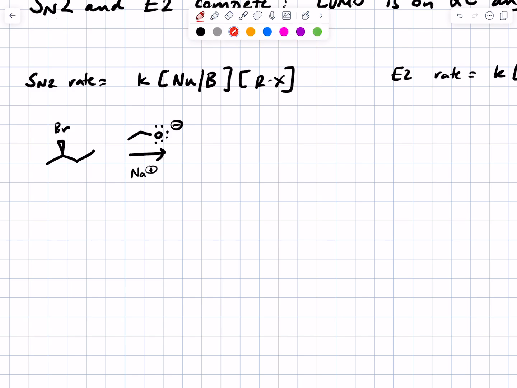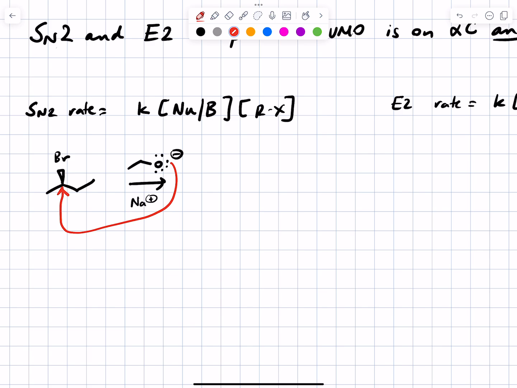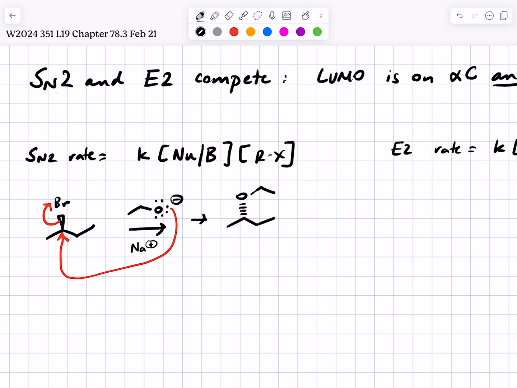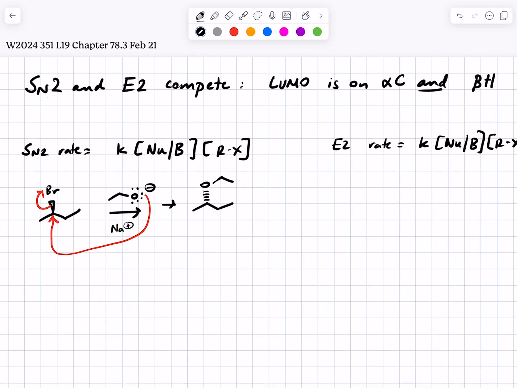For the SN2 reaction, we would show the lone pairs on the nucleophile attacking the alpha carbon, attacking the LUMO at the alpha carbon, dumping electron density into the sigma star, the leaving group leaving, and then giving you this product. Backside attack gives you inversion of configuration. You must show that or you do not understand what the SN2 reaction is. The key mechanistic issue here is that backside attack leads to inversion of configuration.